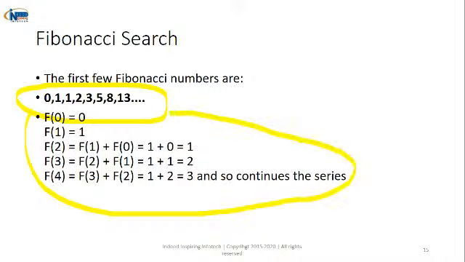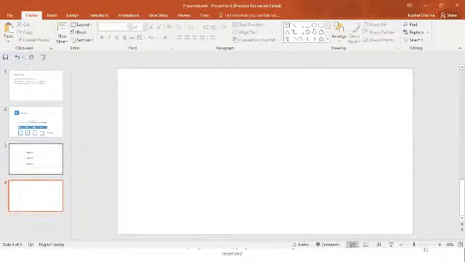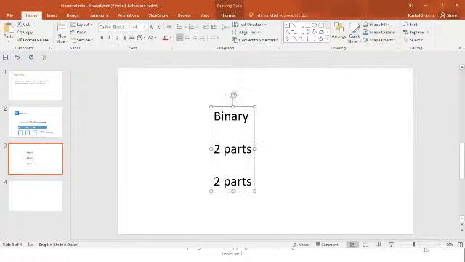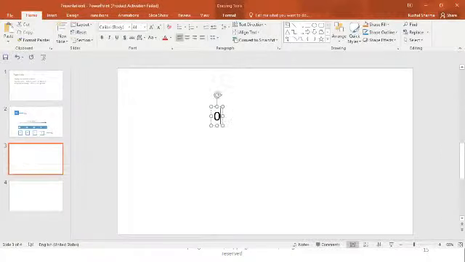Let me explain this in a different presentation. So here, let's see what Fibonacci is. In Fibonacci, you can see in the presentation the first element is 0 and the second element we have is 1. So these are the two elements in the Fibonacci we have.